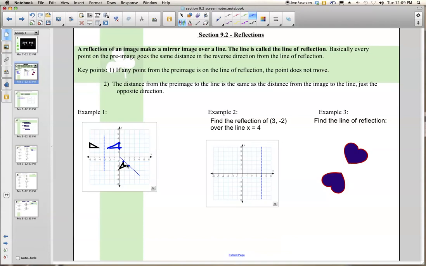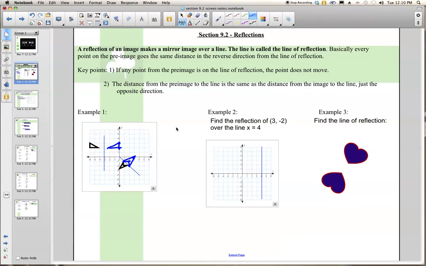You can count diagonally if you'd like. This one is a half unit diagonally down and to the left. So I'm going to turn around and go in the opposite direction. I'm going to go up and to the right a half unit. And then this one would be a half and a whole unit down and to the left. I'm going to turn around and go a half and a whole unit up and to the right. If I now connect those, just like the original pre-image, then this would be the reflection of this. This is the image, this was the pre-image.